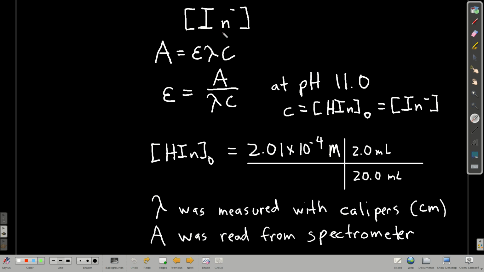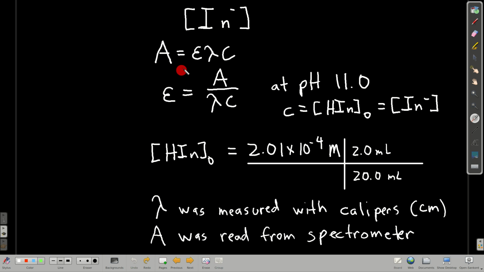Now, to get the concentration of the conjugate base, you measured the absorbance with a spectrometer. And this equation right here is called Beer's law. It says the absorbance of light that's passing through a solution is equal to something called the molar absorptivity of that solution times lambda, which is the path length, the distance through that solution, times the concentration in moles per liter. So you need the molar absorptivity. And so that's what the pH 11 solution was for. That's the only thing you used the pH 11 solution for, to find epsilon here.